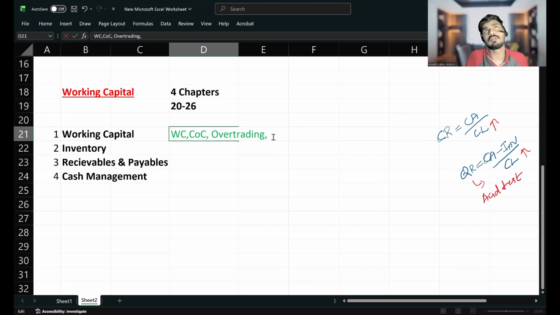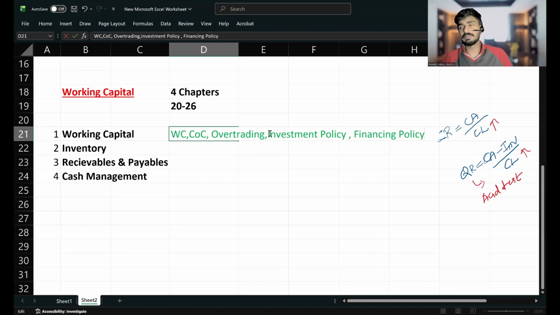One of the most important theories that can be tested from working capital is working capital investment policy and working capital financing policy. A company will have an investment policy and a financing policy. What is the difference between them? Investment means how much you have to invest in working capital. Financing policy is how we will finance working capital, whether we should use short-term finance or long-term finance.